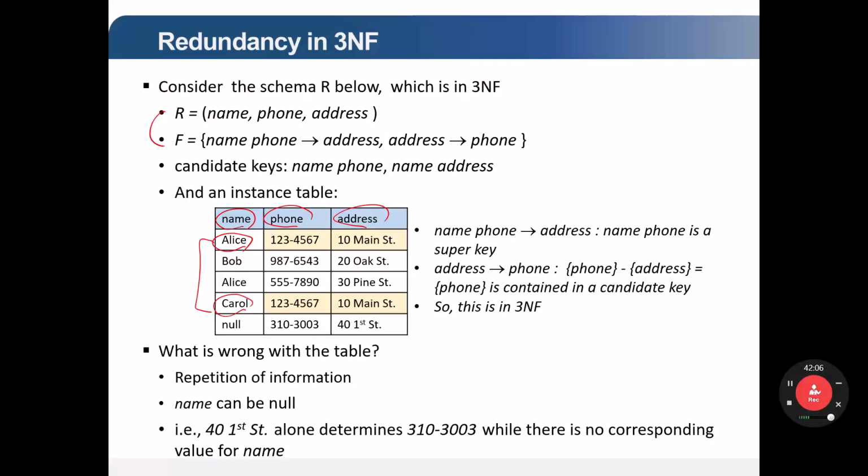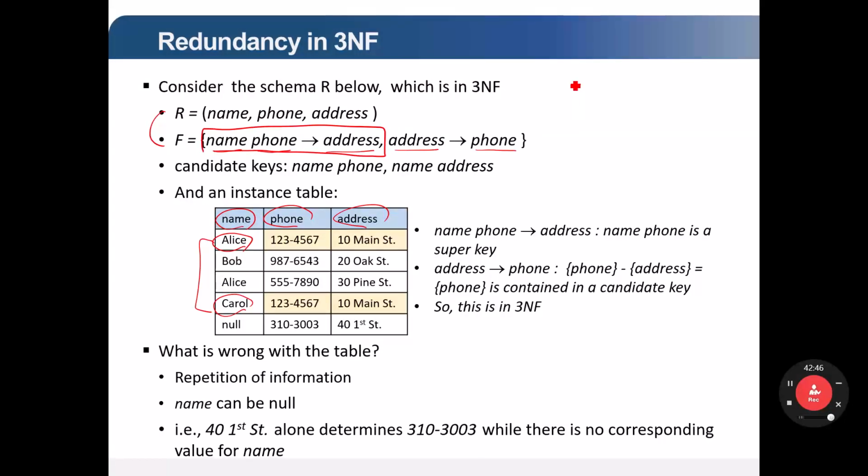And in this example, what is the candidate key? If we know name and phone, we can determine address. Actually, if we know phone alone, we can determine the address. And also, if we know address, we can determine the phone number, because phone and address, they are tightly coupled. Anyway, so suppose we got these two functional dependencies, and let's check if this first functional dependency satisfies BCNF.